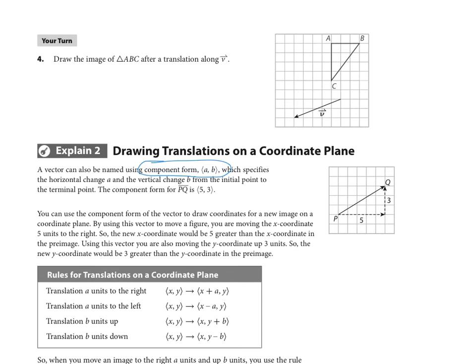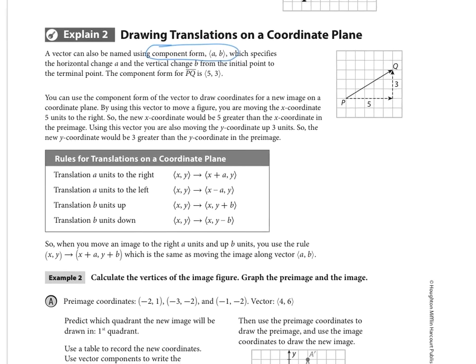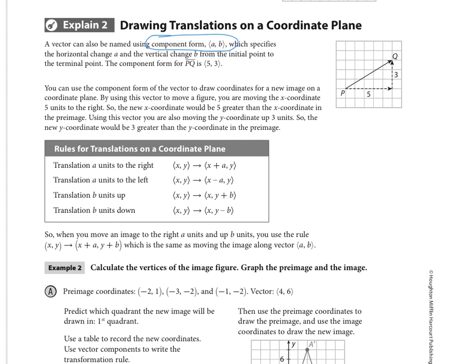So for instance, the component form for this vector that you see in the diagram right here, because we're going to the right 5 and up 3 both in a positive direction, we would just call that vector <5, 3>, with those angled brackets. Okay. So here are the up, down, left, right translation rules as you see here in our box. And remember, boxed information is what you want to draw your eye to as far as good to know and either commit to memory or make sure you study hard.